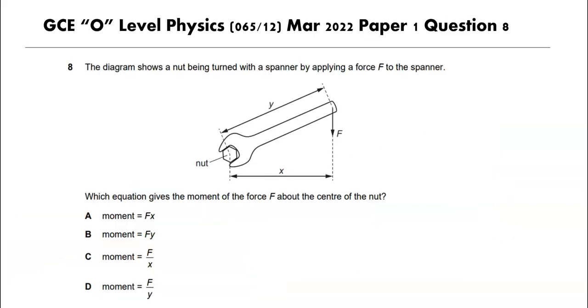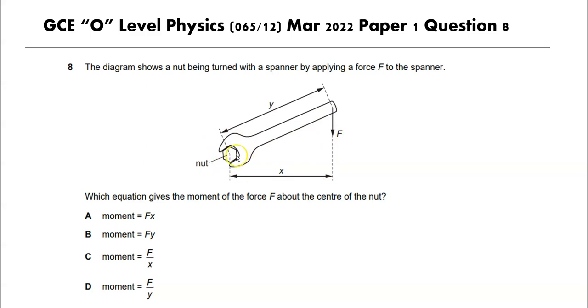Now let's look at this question involving a spanner and a nut. This is one of the most frequently asked examination questions. We are told that the diagram shows a nut being turned with a spanner by applying a force F to the spanner. Which equation gives the moment of the force F about the center of the nut? The force F is vertically downwards, so which is the perpendicular distance?